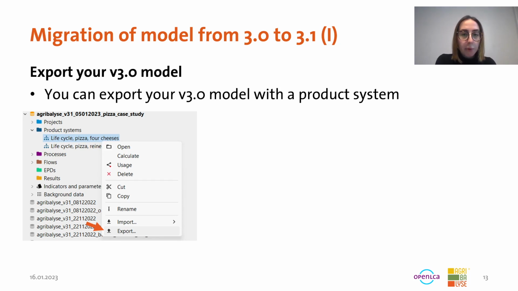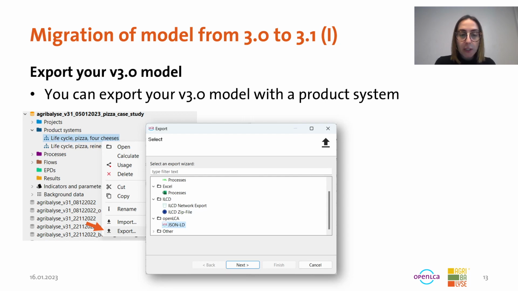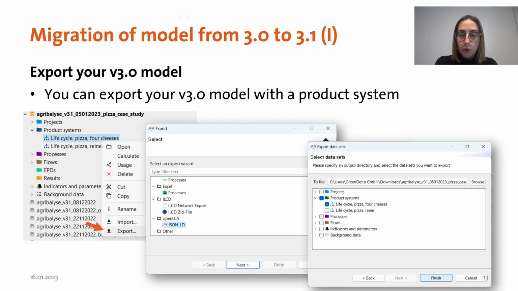So you make a product system and you right click and click export. This opens a new window and you can export in a JSON-LD file, which will look like a zip file. So you click on what you want to export and then it will make a zip file in your chosen directory where it's going to be saved.